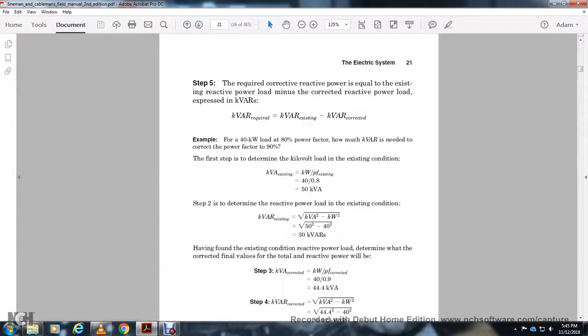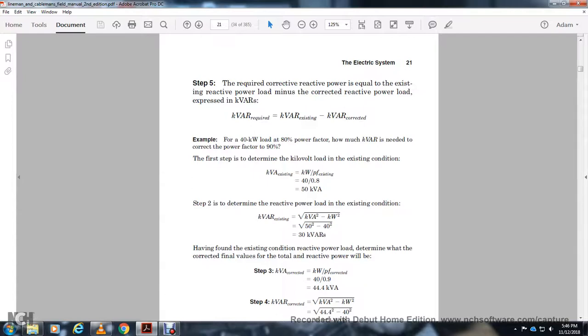Kilovolt amperes reactive required equals the kilovolt amperes reactive existing minus the kilovolt amperes reactive corrected. For example, a 40 kilowatt load with an 80% power factor needs how many kilovolt amperes reactive with a corrected power factor of 90%? First step: determine the existing kilovolt amperes, which is the kilowatts over the power factor existing. In this example, it's 40 over 0.8, which gives you 50 kilovolt amperes.